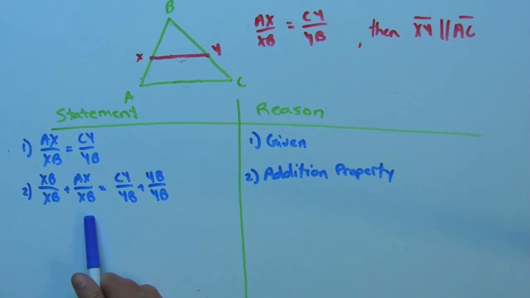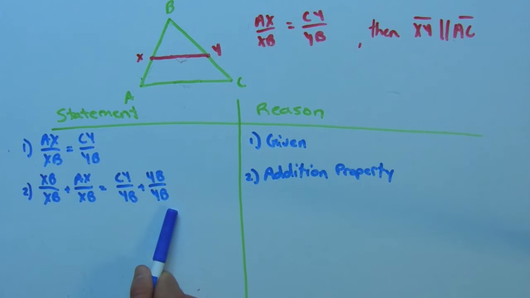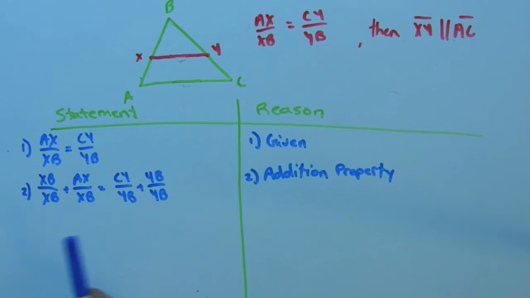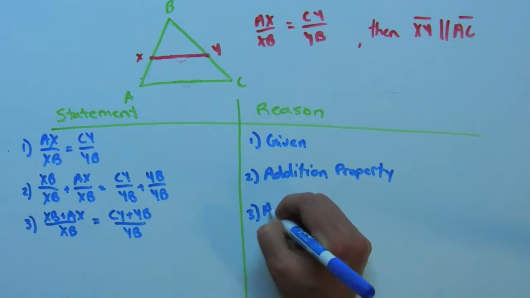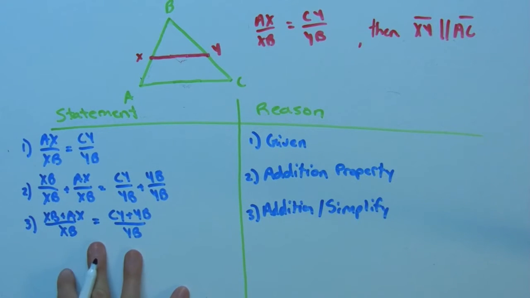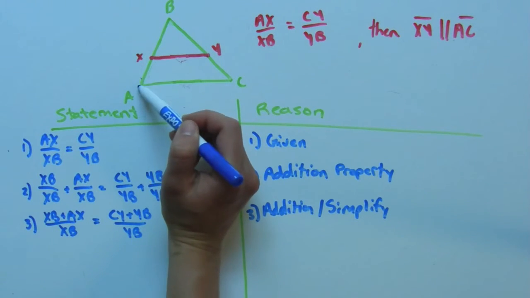The one we are going to add is created from the denominator on each side. XB over XB is equal to 1. YB over YB is also equal to 1. Having the same denominator will allow us to add the numerators. So in step 3, we simplified and added the numerators together. Let's look at what these numerators are. XB plus AX.